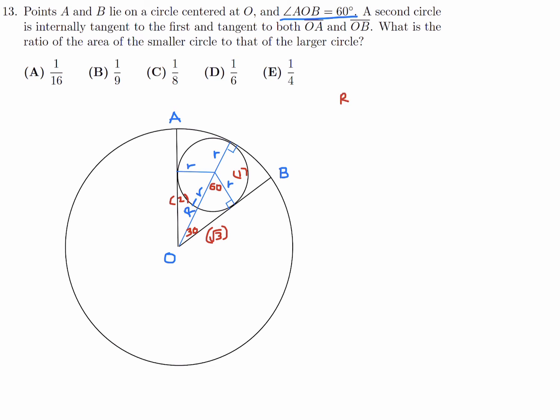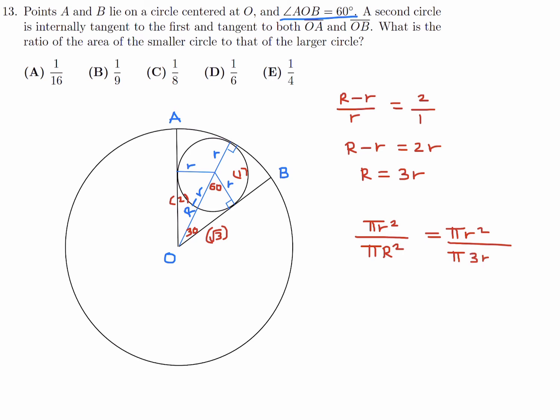So R minus r over r is equal to 2 over 1. That's it. So cross multiplying, you get R minus r is equal to 2r. And then isolating, we get big R is equal to 3 small r. There you go. Now they want the ratio of the area of the small circle to the area of the big circle. And then we just substitute in what we just found. So the value for large R is 3 small r. So this becomes pi small r squared over pi 9r squared. And therefore this is 1 over 9. So number 13, the answer is B.